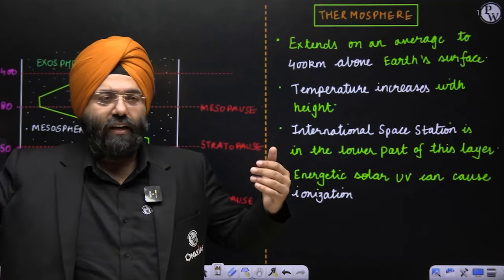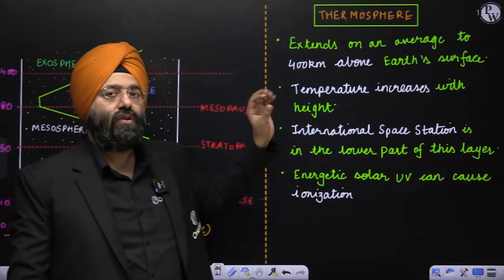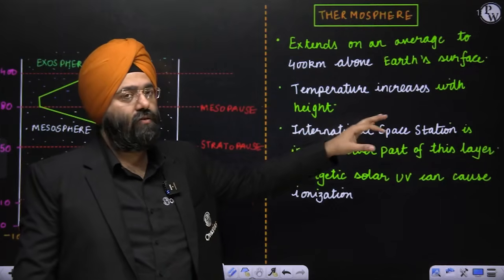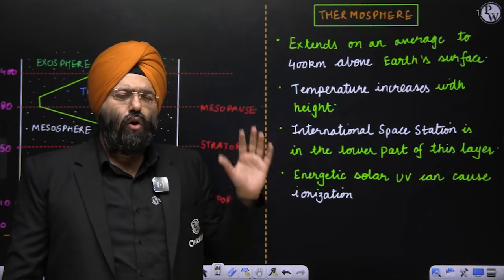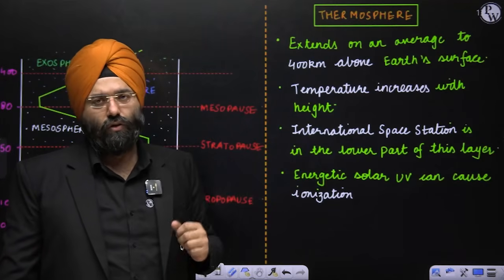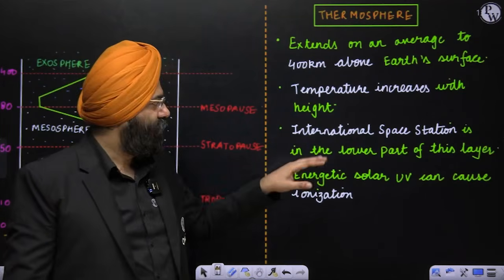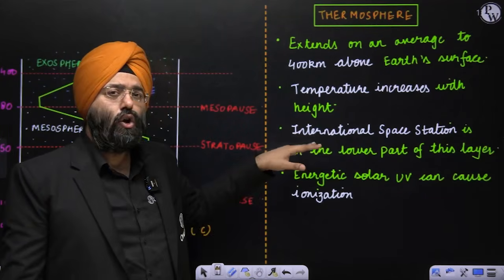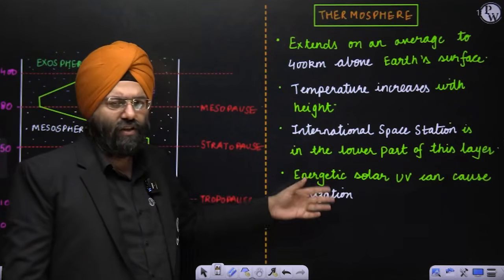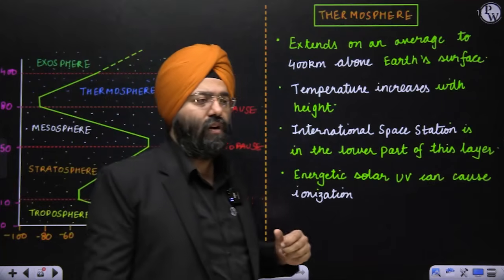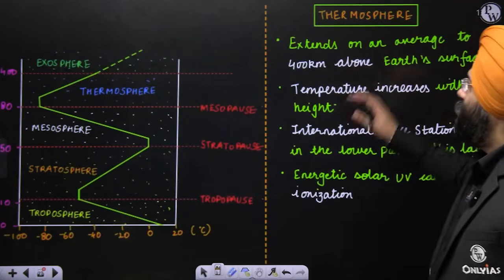Further, you will realize that this is a very important layer because the International Space Station is also located here. This has been asked in one of the PCS examinations and long ago in the civil services examination also. So it can be asked as one of the statements also. The International Space Station is located in the lower part of this layer. Energetic solar UV causes ionization, as I mentioned, of the gases. Now, this is the thermosphere.